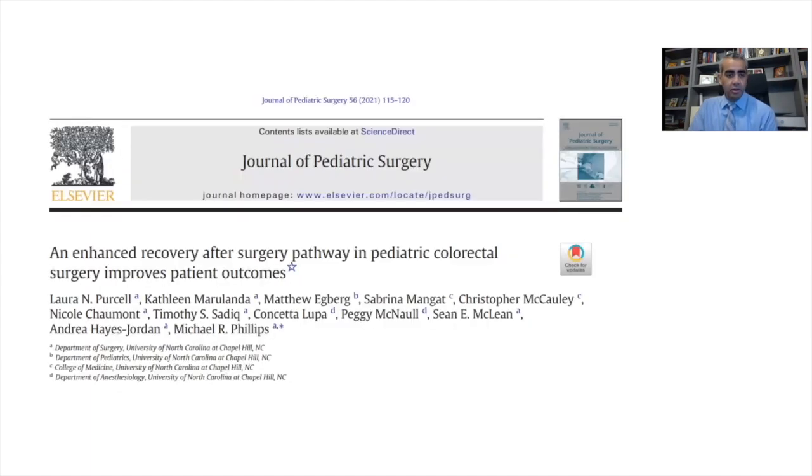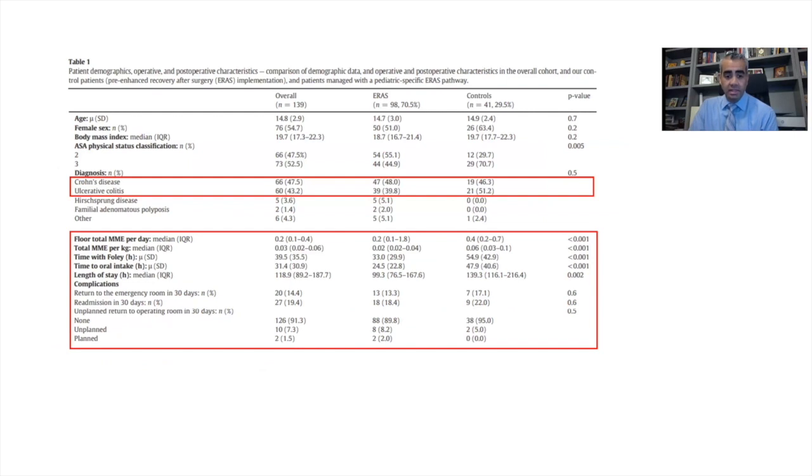This is another similar article that was recently published by Dr. Phillips and the group at UNC Chapel Hill, looking at their implementation of an enhanced recovery protocol for pediatric colorectal surgery. Once again, the majority of their patients were indeed patients with inflammatory bowel disease.